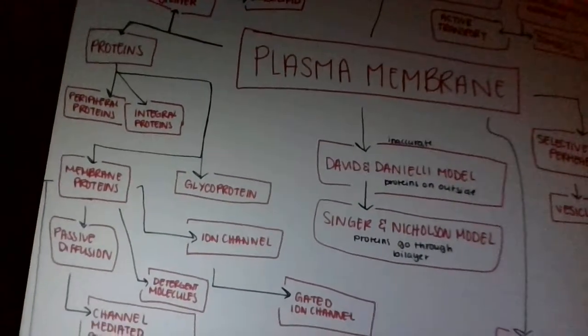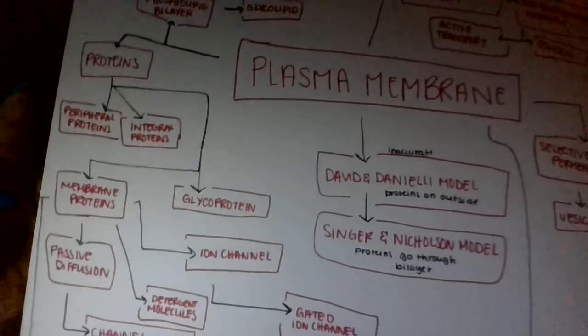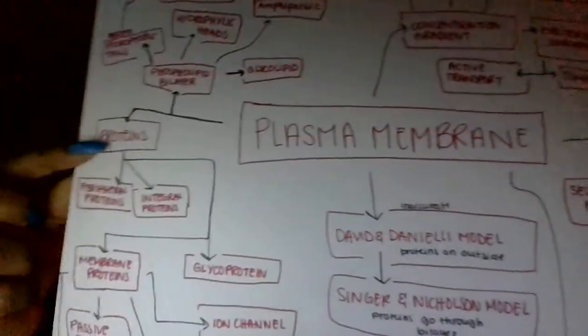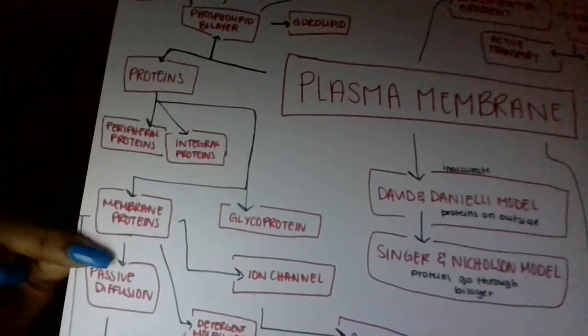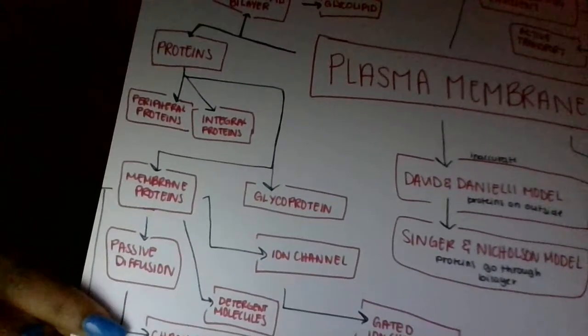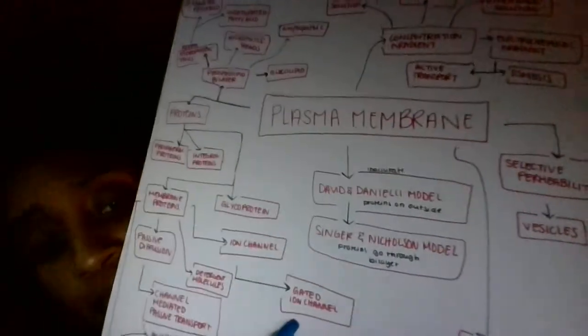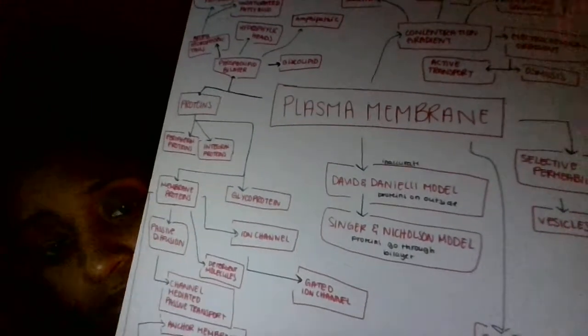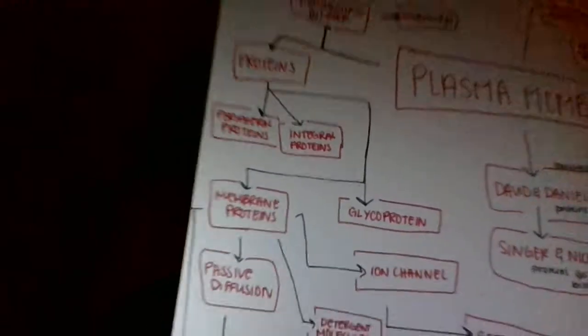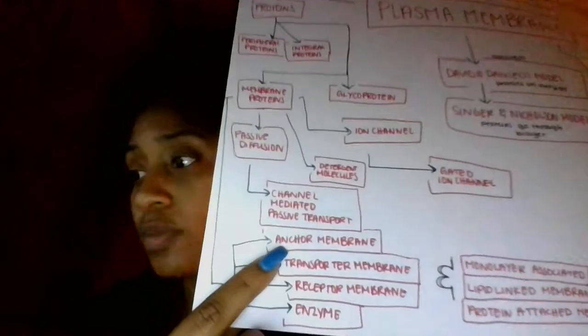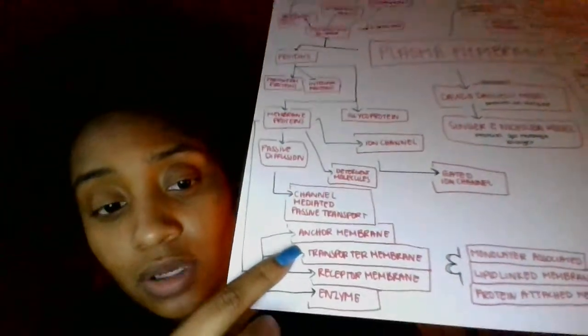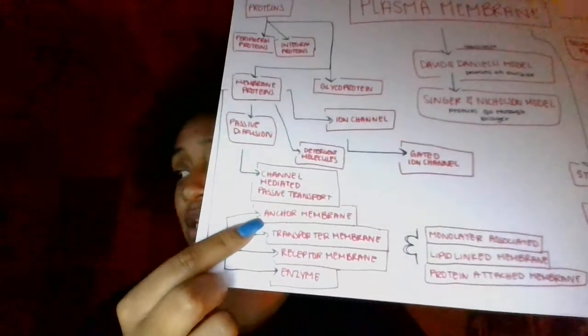Then if we continue, it just gets into the different types of proteins that there are. If we bring it down here, well, if we go back, we kind of stopped here, so I'm going to go back to the membrane proteins and bring it all the way down to the anchor membrane proteins, and then the transporter membrane proteins. Basically, this just helps orient the cell toward a substrate.